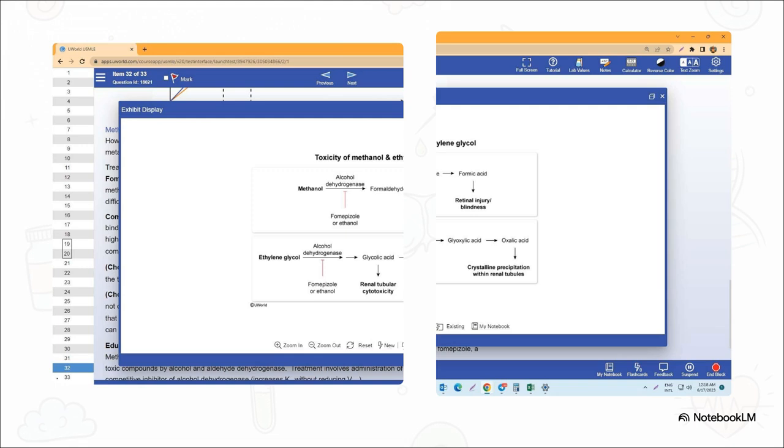But because we understand the specific metabolic pathway, we know exactly how to treat it. We administer a drug called fomepizole. Fomepizole is a competitive inhibitor of alcohol dehydrogenase. By blocking that specific enzyme, we stop the creation of the toxic acids entirely, giving the body time to safely excrete the parent alcohols. It's an elegant chemical solution to a chemical problem.